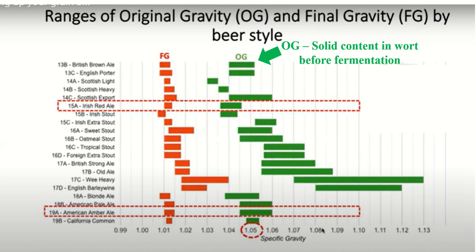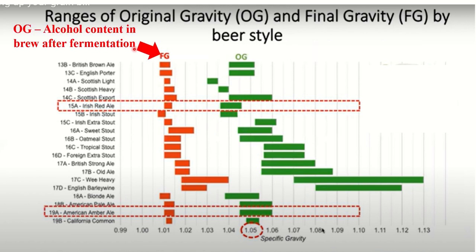You can see different styles of beer have different original gravity. The right-hand side green one is the original gravity, which is the solid content, or the measure of glucose concentration in your wort. This is after mashing and ideally before fermentation. While the glucose concentration is determined by means of original gravity, the final gravity, the red one here, is the measure of alcohol content in the brew which comes out of your fermenter.